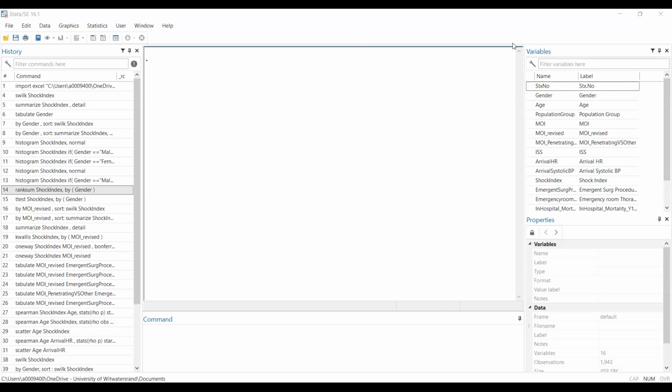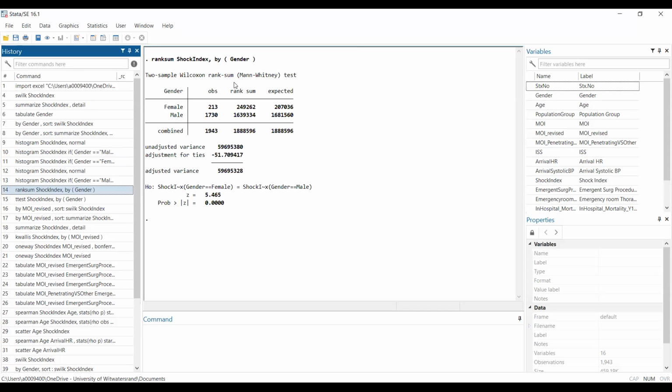So back in Stata, you can use your drop-down menu if you don't know the command. I know that the command for Mann-Whitney is the rank sum, because the Mann-Whitney and the Wilcoxon rank sum test are actually the same thing. So we are looking at shock index by gender. It ranks the data because it's not normally distributed, so you needn't worry about all of this. What you're looking at is the p-value, and you can see that there's a significant difference in shock index according to gender.